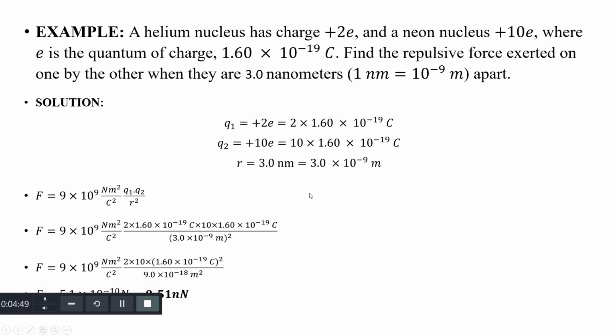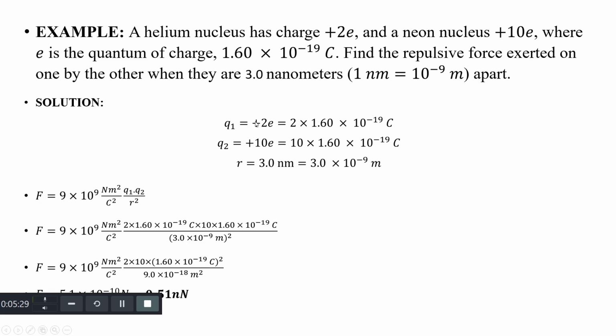Let's do an example. A helium nucleus has a charge of plus 2e, and a neon nucleus has 10 protons, where e is the quantum of charge. We know that it is a constant value, that is 1.6 into 10 raised to power minus 19 Coulomb. Find the repulsive force exerted on one by the other when they are 3.0 nanometers apart.